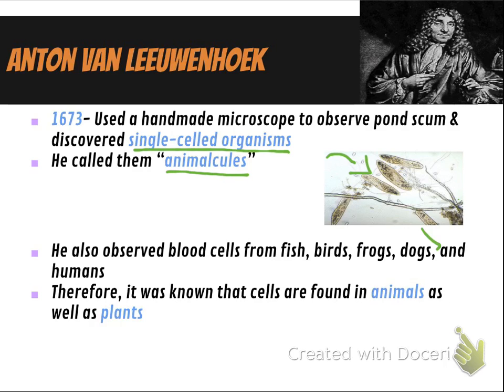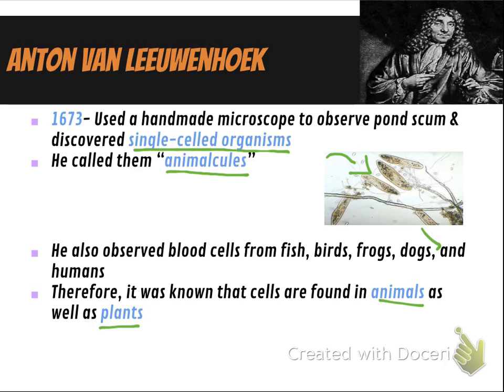Now, he also observed blood cells from fish, birds, frogs, dogs, and humans, and he noticed that there were patterns in different shapes and sizes there. And from these discoveries that Anton van Leeuwenhoek made, we get the understanding that cells were also found in animals in addition to plants and fungi. So now we've got animals, plants, and fungi that we know cells are in.